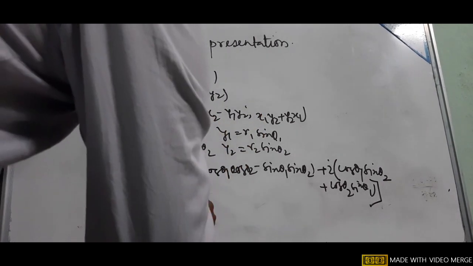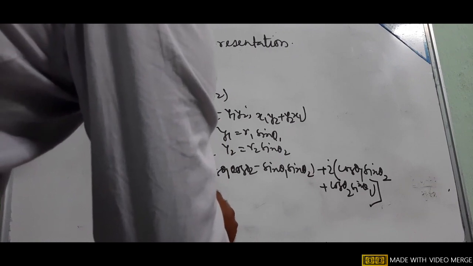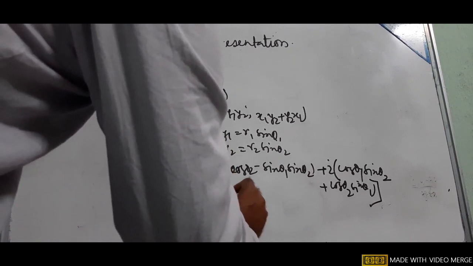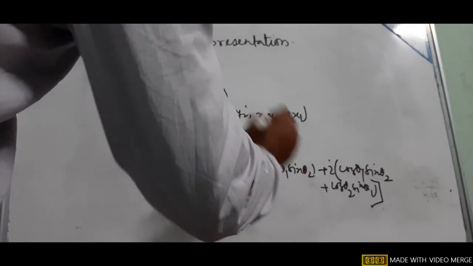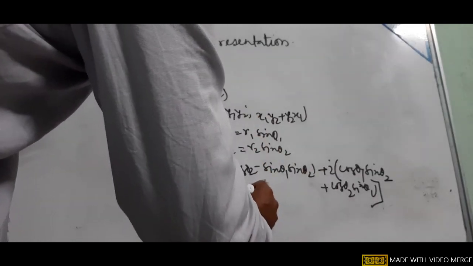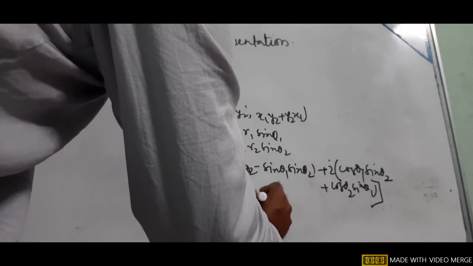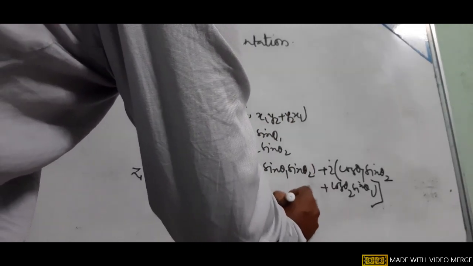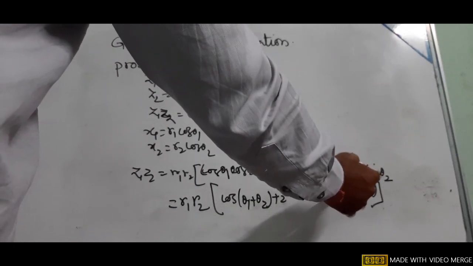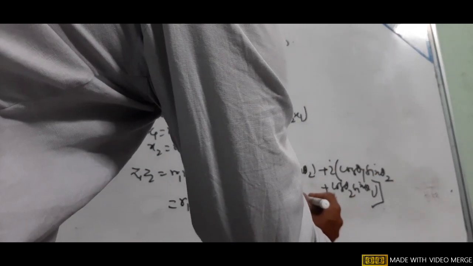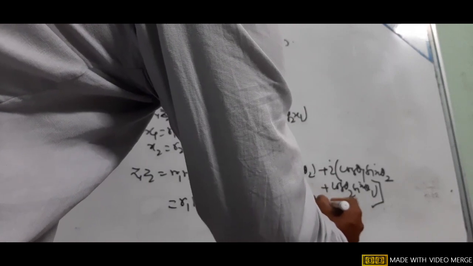So this can be represented as r1 into r2, and then cos A cos B minus sin A sin B, so it is cos (A plus B), that is cos (theta 1 plus theta 2), plus i times sin A cos B plus cos A sin B, so it is sin (A plus B), that is sin (theta 1 plus theta 2).